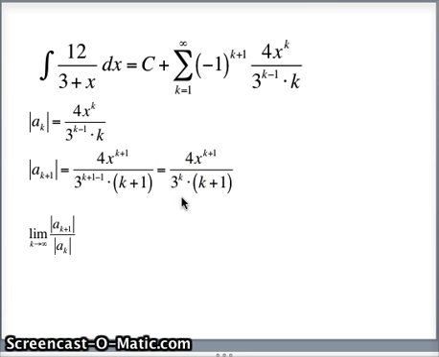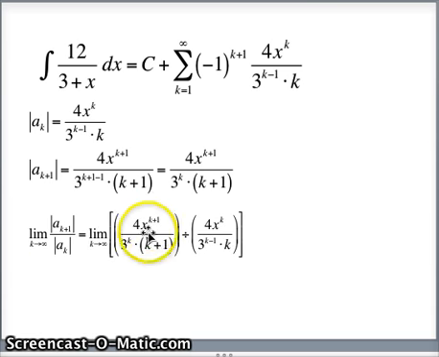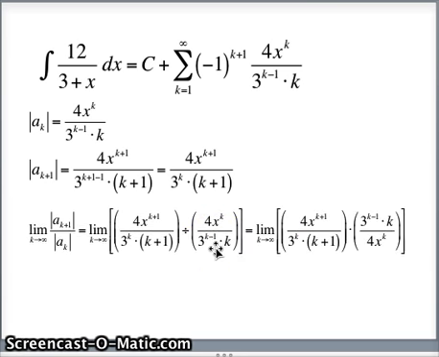And using the ratio test, we need to take the limit as k goes to infinity of the absolute value of a sub k plus 1, this, divided by the absolute value of a sub k, this. Again, 4x to the k plus 1 over 3 to the k times k plus 1, divided by 4x to the k over 3 to the k minus 1 times k. If we're going to divide those two fractions, we should invert and multiply. Change that to multiplication, flip the second fraction, and we get this. Now what does this reduce to?